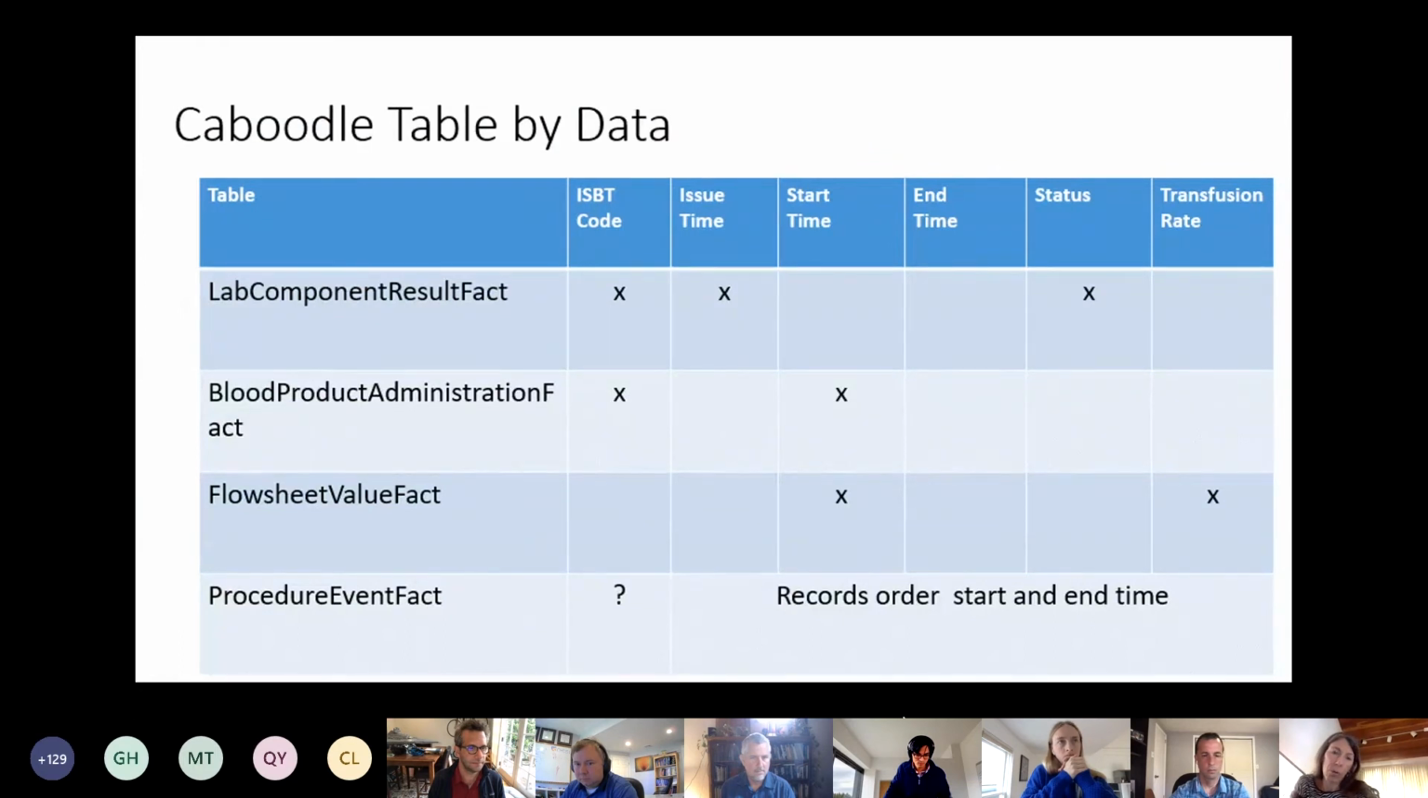So since Caboodle was our source, we also went to Caboodle and scoped out what information we need and where we get what we need. Originally, we really wanted a start date for the transfusion, but that could only be found in this blood product administration fact, which is actually the name of one of the flow sheets, the one the nurses usually use on the floor when they're administering a product. And that did have the ISBT code.